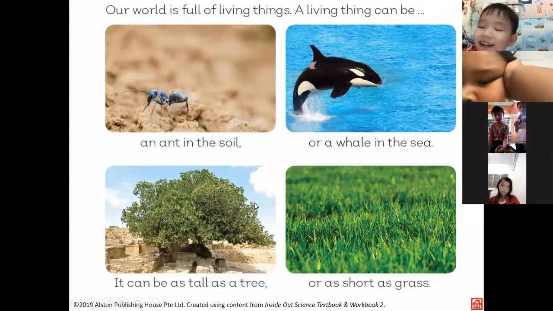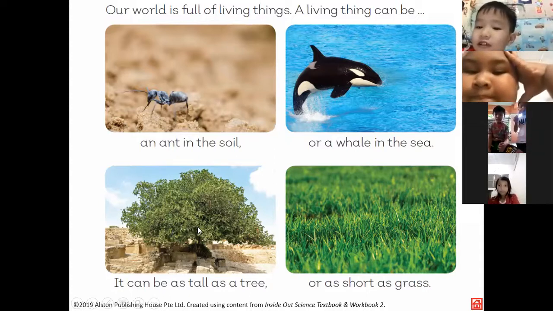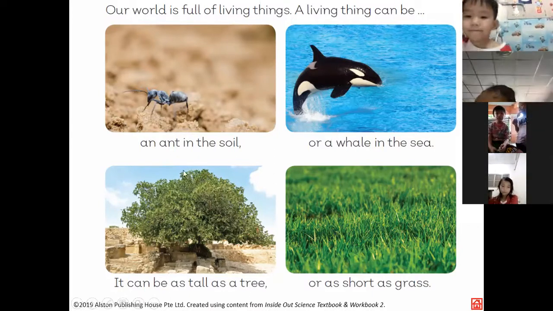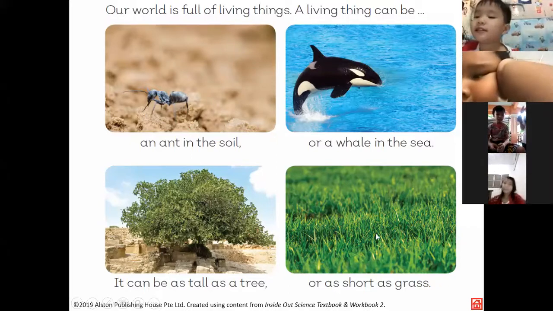What about this one? A tree. A normal tree. So tree is also a living thing, okay? What about this one? Some grass. So grass is also a living thing.